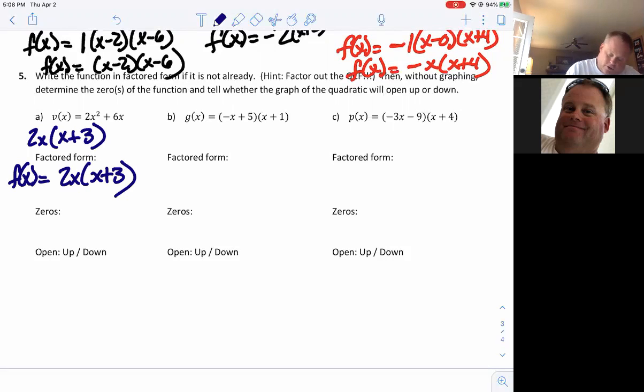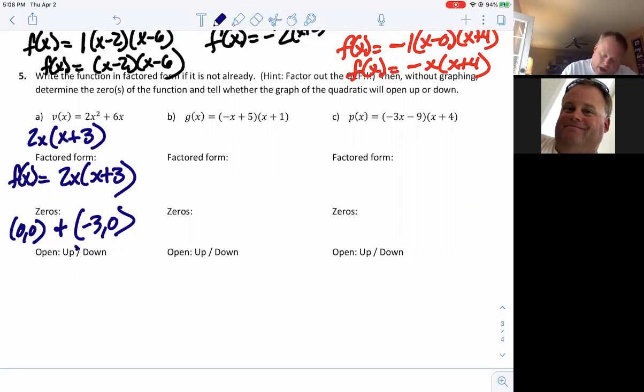My zeros here are going to be at 0, 0 because the 2x equals 0, right? 2x equals 0, divide by 2, 0 divided by 2 here is 0. So I know one of my zeros is at 0, 0, and my other one is at, you guessed it, negative 3, 0.